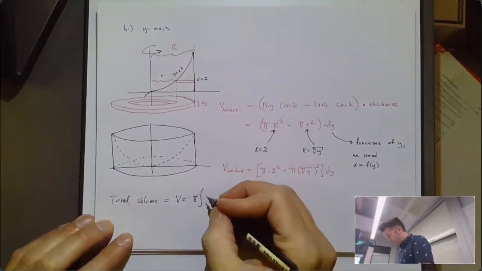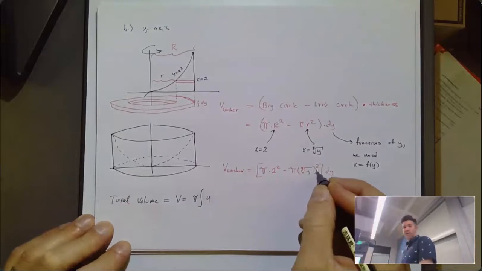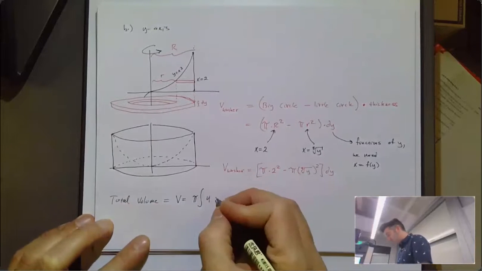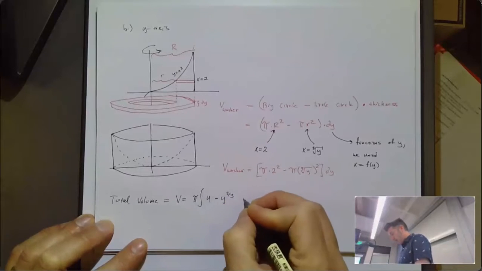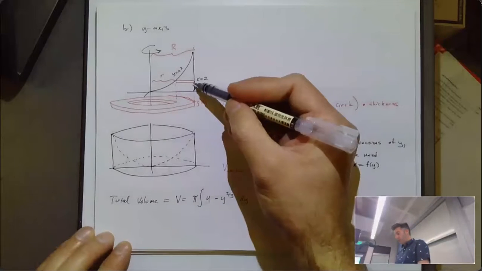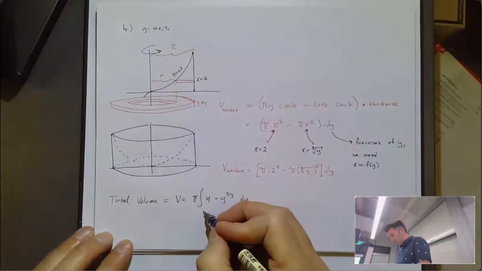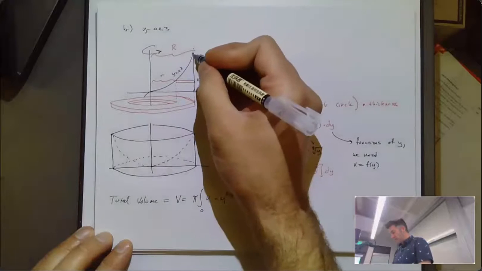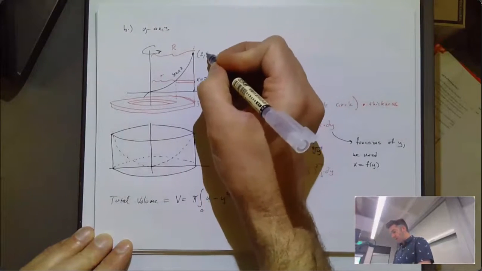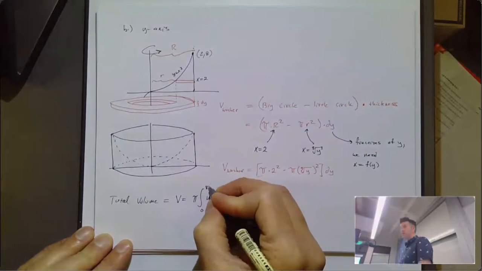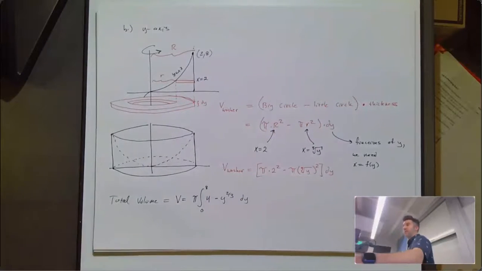2 squared is 4. Cube root of y squared is y to the 1/3 squared, which is y to the 2/3, dy. And then our washers go as low as y equals 0 and as high as whatever this point is here. If x is 2, the y value is 2 cubed, which is 8. So our limits of integration are from 2 to 8. Sorry, from 0 to 8.